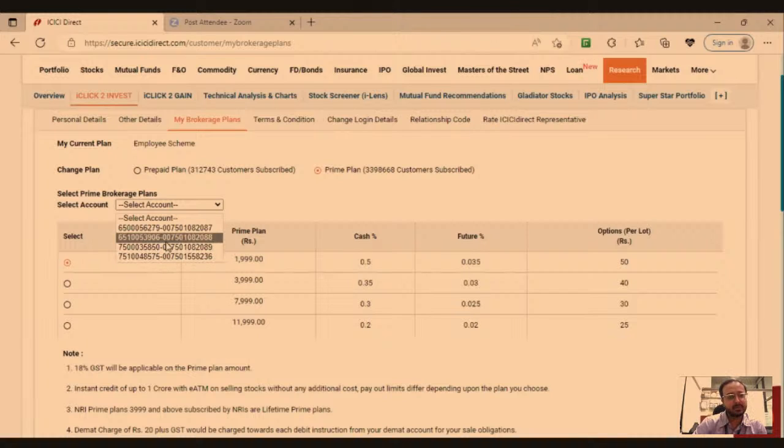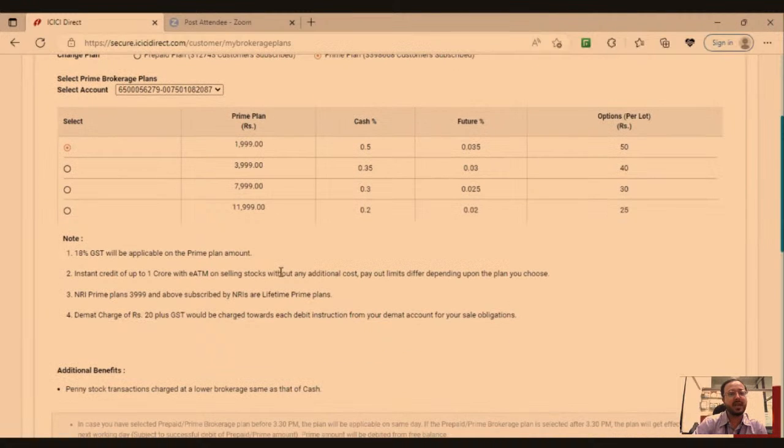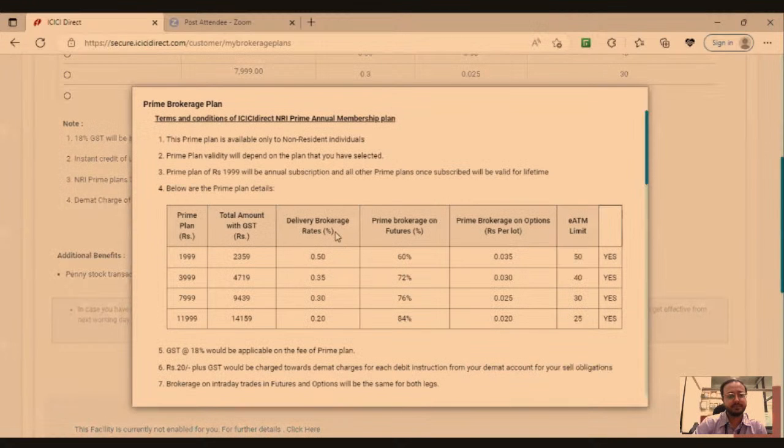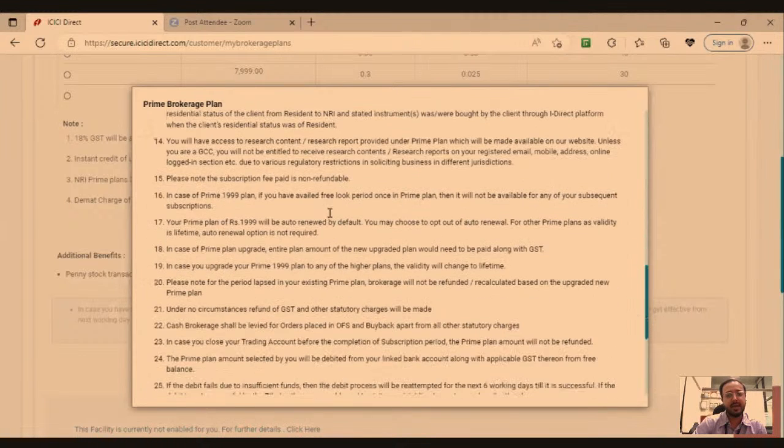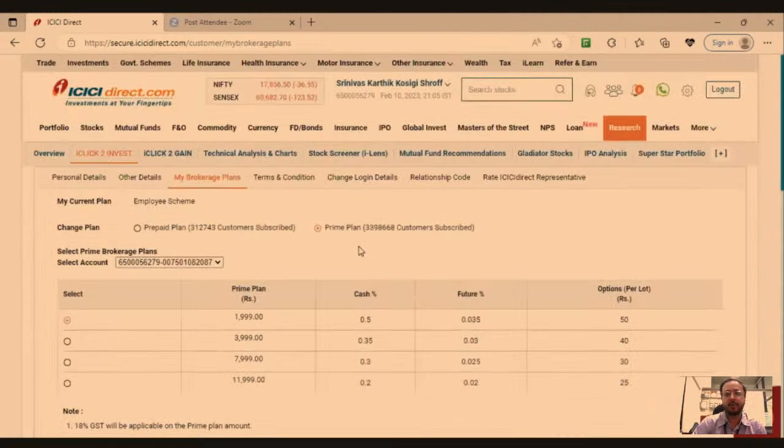You see the bank accounts mentioned over here, starting with 00, right? The second part of this sequence is your bank account number. Please ensure that you have sufficient balance in these particular accounts. Whichever account you select, let's say if I select this account and I want 1999 to be activated, please ensure that at least 1999 plus 18% GST free balance is there in your account, so that this brokerage plan will successfully get activated, right? You can check out the terms and conditions and you can submit, and then you can subscribe to your brokerage plan.